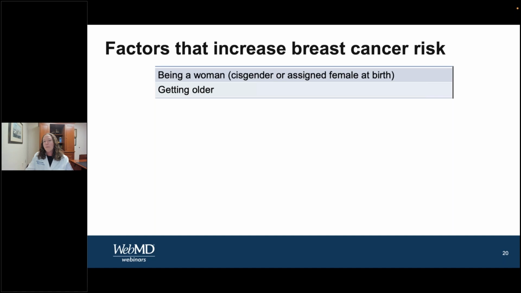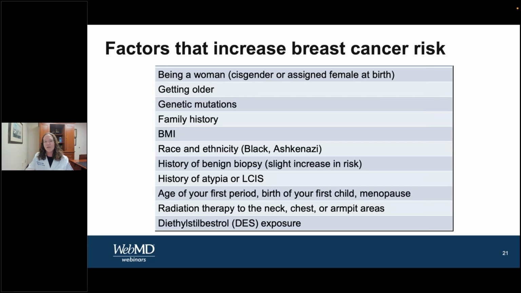So now I'm going to talk to you about some of the factors that can increase your breast cancer risk. Well, the most common factors are just being a woman, and by that, throughout this talk, I mean a cisgender woman or an individual who's assigned female at birth. And also just getting older will increase your risk of breast cancer. But there are a lot of other risk factors as well, including genetic mutations, a family history of breast cancer, body mass index, race and ethnicity, with Black women and Ashkenazi Jewish women at specifically higher risk.